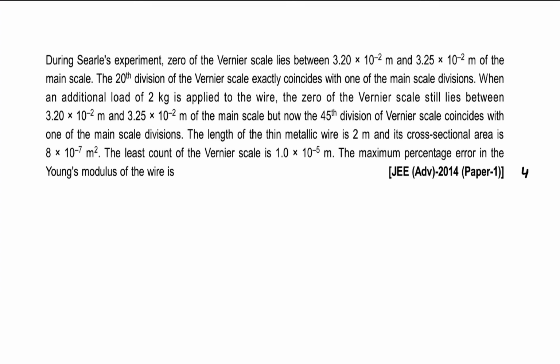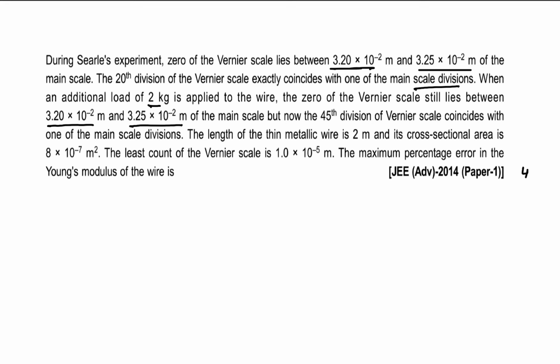Next one. During Searle's experiment, 0 of the vernier scale lies between 3.20 into 10 to the power of minus 2 meters and 3.25 into 10 to the power of minus 2 meters of the main scale. 20th division of the vernier scale exactly coincides with one of the main scale. So now when the additional load of 2 kg is applied to the wire, the 0 of the vernier scale still lies between 3.20 into 10 to the power of minus 2 and 3.25 into 10 to the power of minus 2 meters.